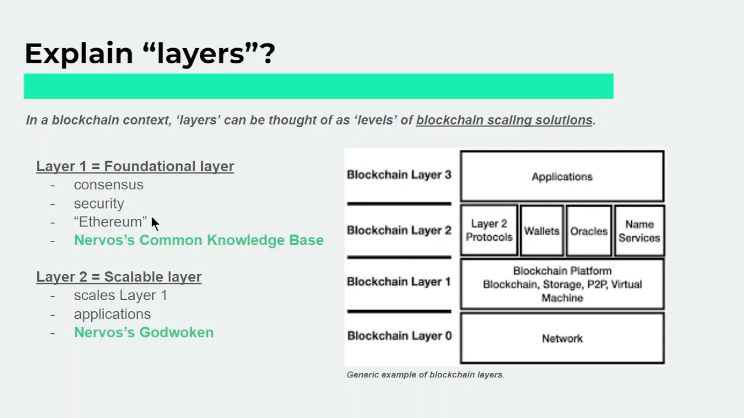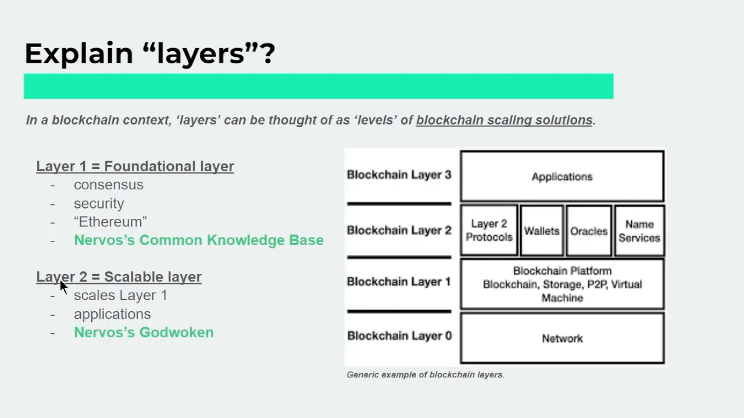A popular example is Ethereum, which is actually just a layer one blockchain. Whereas with Nervos Network, we have our layer one, our layer two, we have a whole network of layers, but Ethereum is just a layer one blockchain. Nervos Network's layer one is known as the common knowledge base. It's a really fitting name, and we'll get into that. And we also have our layer two, which is Godwoken.